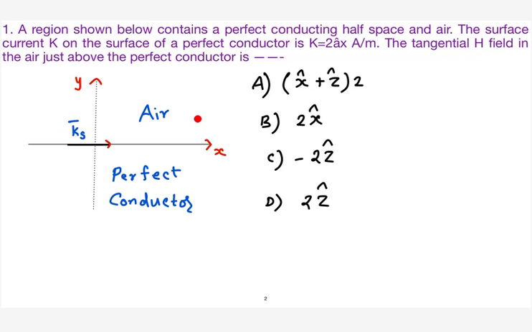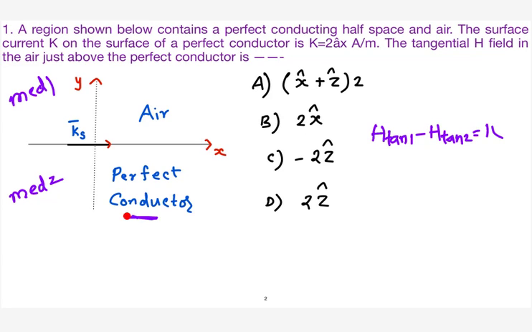So first, when you come across two different mediums, we have the tangential boundary condition, right? You can straight away apply that. What it says is H tan 1 minus H tan 2 is equal to K. That's well and good. So when you are considering anything, you consider medium 2 and medium 1. Your medium 2 is a perfect conductor right now, and medium 1 is free space. Okay. So what is the magnetic field intensity in a perfect conductor?